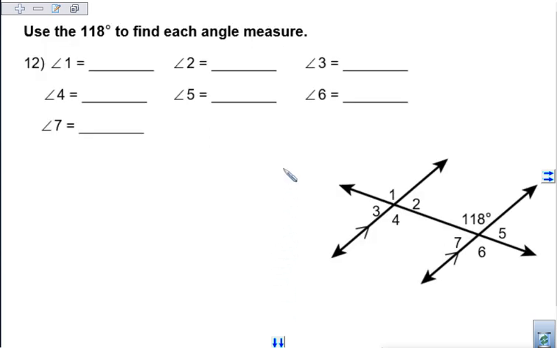Next up, we want to use our figure here and determine each angle measure. So, let's look at what we know. We know angle 4, because angle 4 and 118 are alternate interior angles. So angle 4 is 118 degrees. We know angle 1 because angle 1 and 118 degrees are corresponding angles. We know angle 6 is also 118 degrees because those are vertical angles.